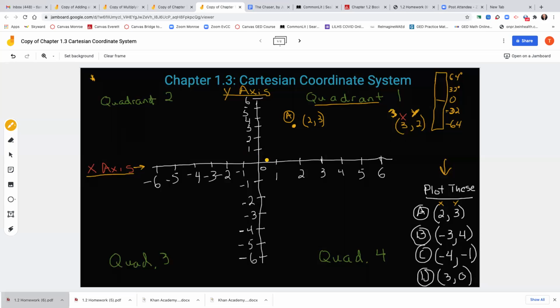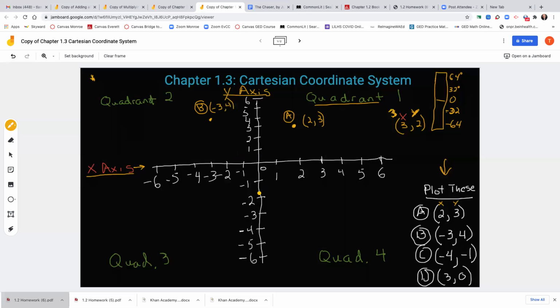Okay, I'm going to take B here. And B, it says, is negative 3. That's the one on the x. So I'm going to go back 3 here, up 4, positive 4. So it should be right about there. Okay. That is point B. That is, as a coordinate, negative 3, comma 4. That's what that coordinate is.